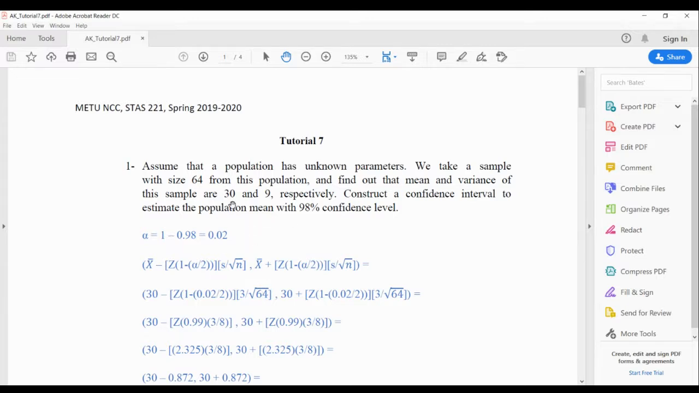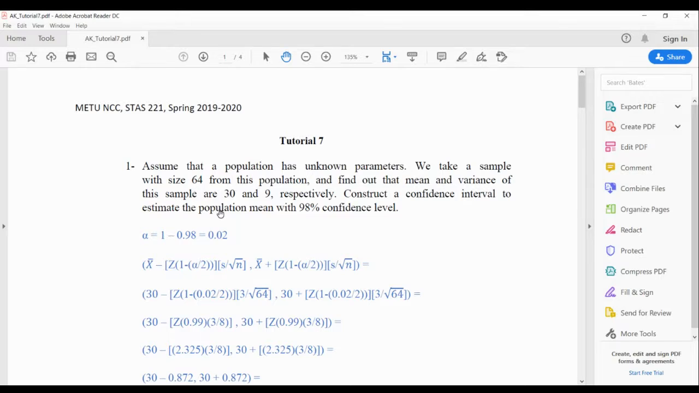Okay, let's see how I came up with this reliability factor. Why did I choose Z instead of T? So let's read it again. The population has unknown parameters. I don't have any information about my parameters. This is a problem. And I don't even know what the distribution of my population is. Maybe it doesn't matter, we will see. We take a sample with size 64. Okay, the sample size is big enough.